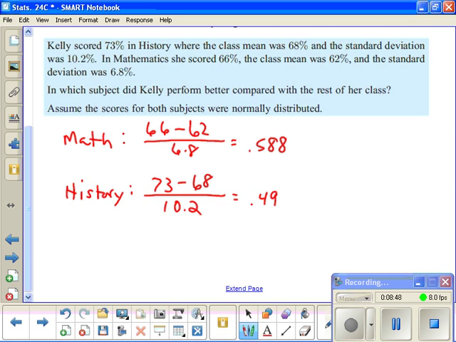Well, what does that mean? Kelly's result in math was 0.588 standard deviations above the mean, and this one's 0.49 above the mean. So where did she do better comparatively to the rest of the class? She actually did better in math because she was farther from the mean, above it by a greater amount. That's what a z-score can do. It allows you to compare to each other.